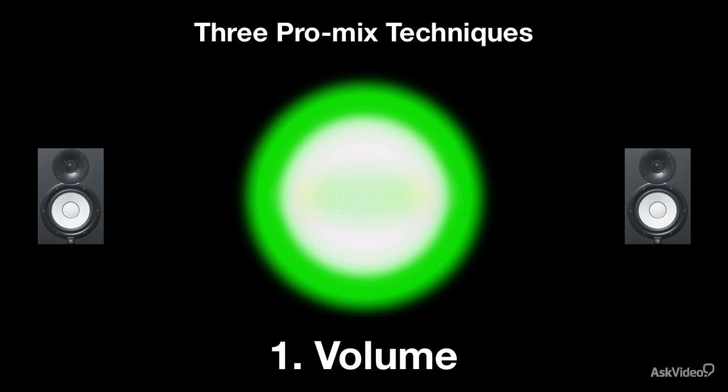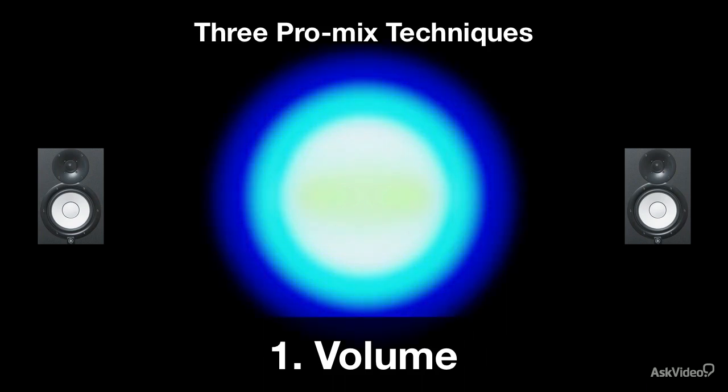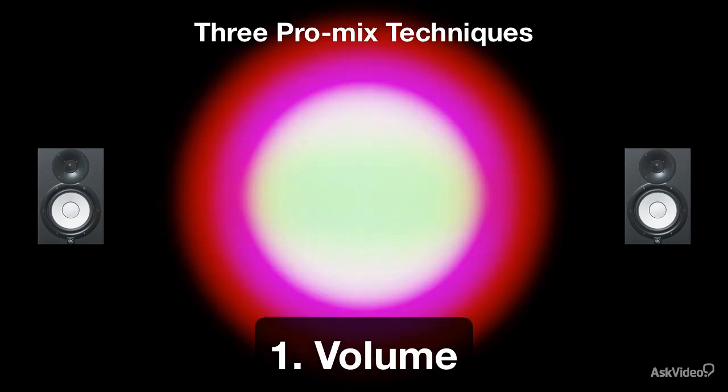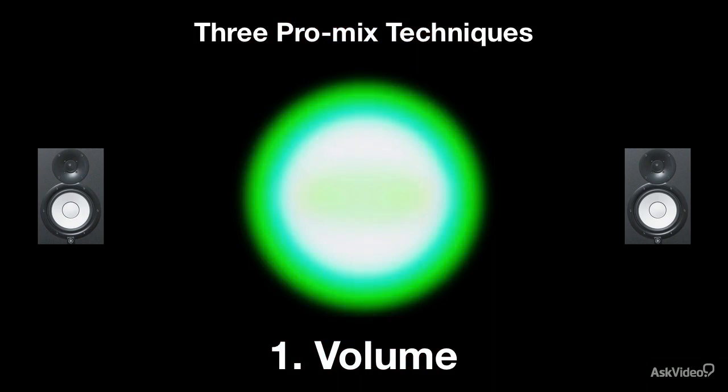So if I were to turn up the blue element of this visual representation of music, then it's now louder than the other elements. And if I turned up the red element, then it's going to be louder than the other things too. So now it's a volume struggle, and that's why volume is the least effective Pro Mix technique, because you just can't turn things up and down to be able to hear them.